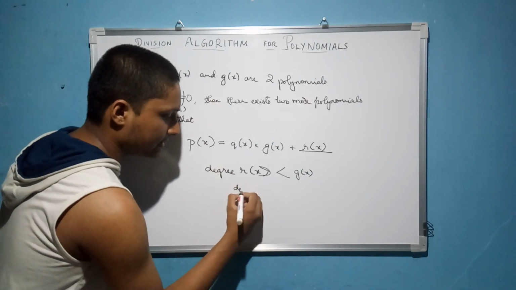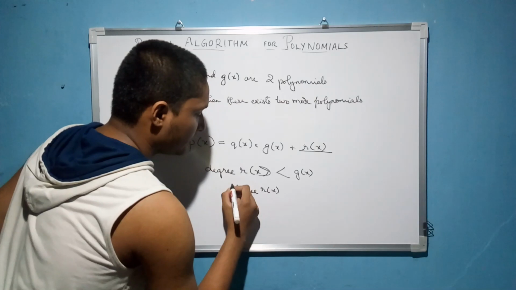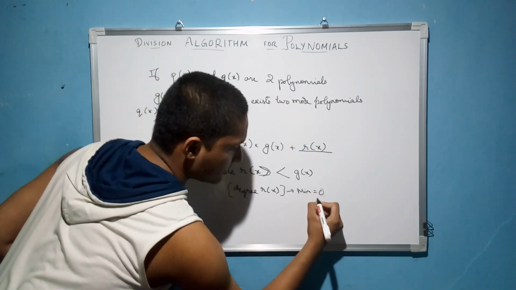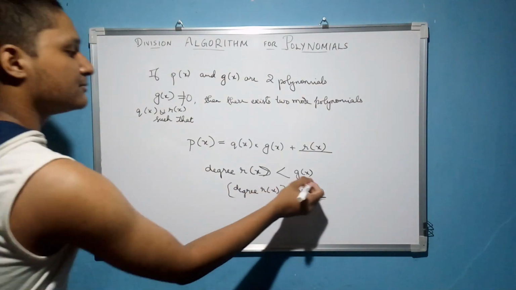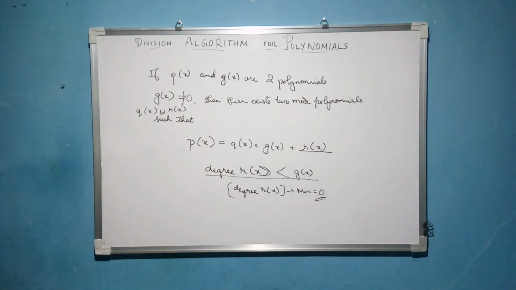It can be minimum up to 0, that is, the degree of r of x is minimum equal to 0. That is what you just need to know, that is not a condition here. This much is the condition: it should always be less than the degree of g of x. This is the division algorithm.